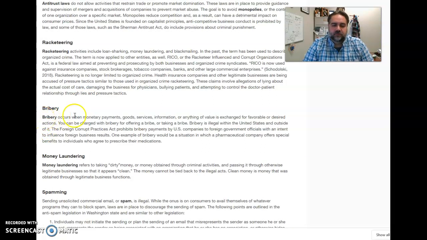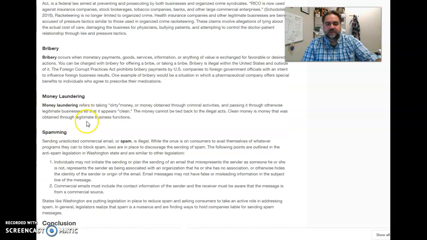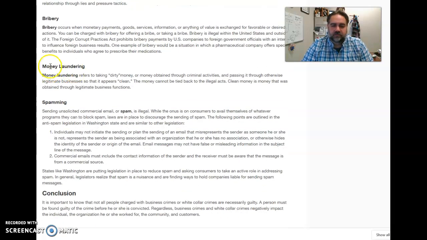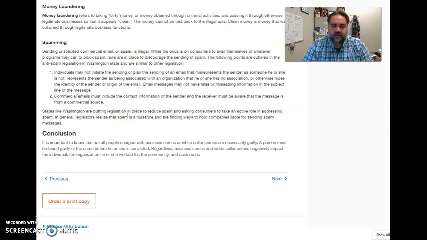Bribery. Bribery is when you make monetary payments for goods, services, information, or anything of value in exchange for favorable or desired actions. So giving money to somebody or some organizations in order to get something out of it is bribery. And we've talked about money laundering already.